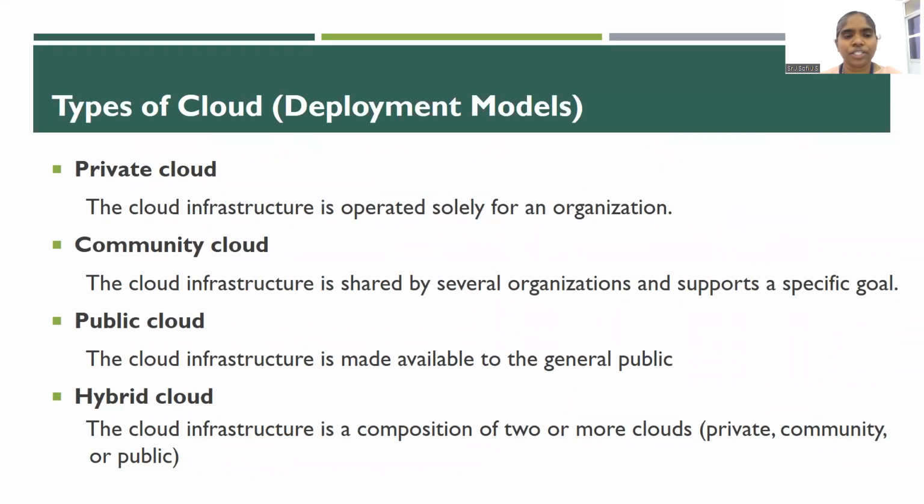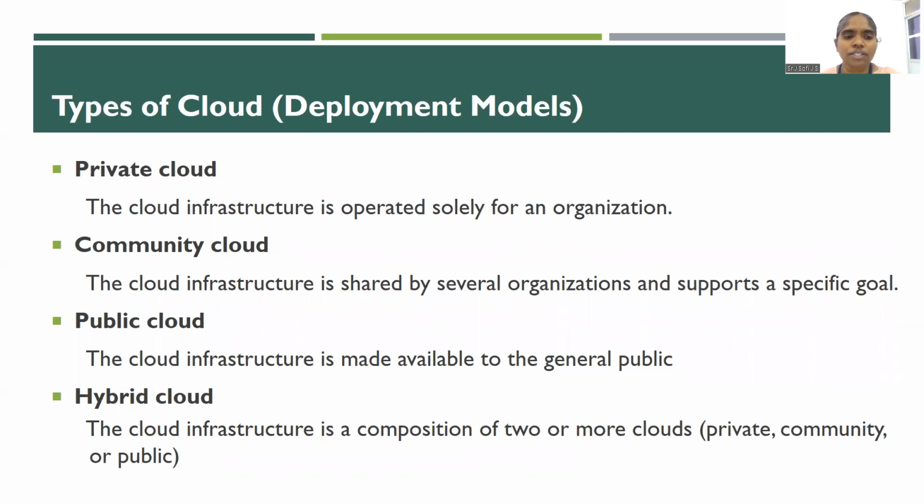Types of cloud computing, or we can say deployment models. So there are 4 types of cloud computing: private cloud, community cloud, public cloud, and hybrid cloud. So private cloud means the cloud infrastructure will be operated within an organization. So it is private to the employees who are working in that organization. No one else from the outside can access that cloud infrastructure.